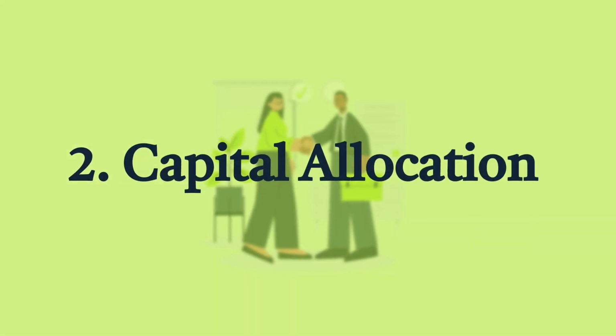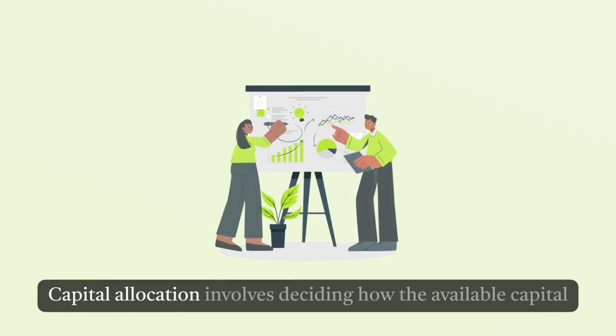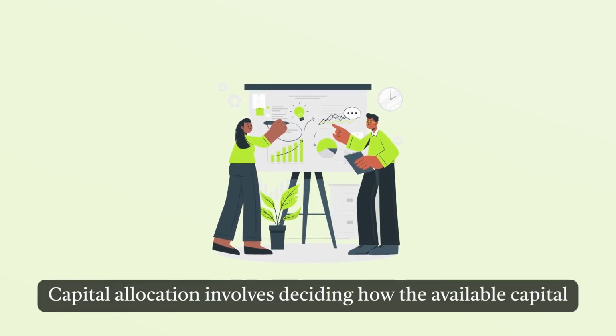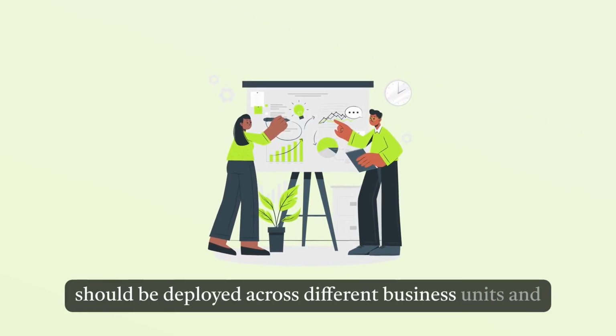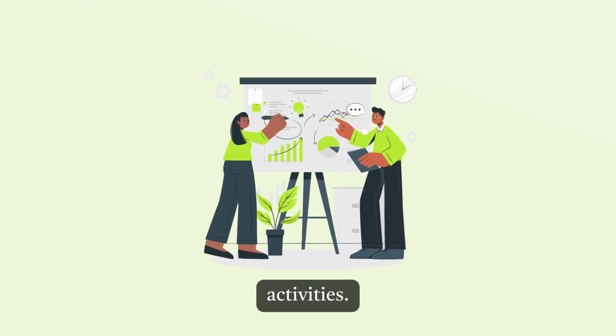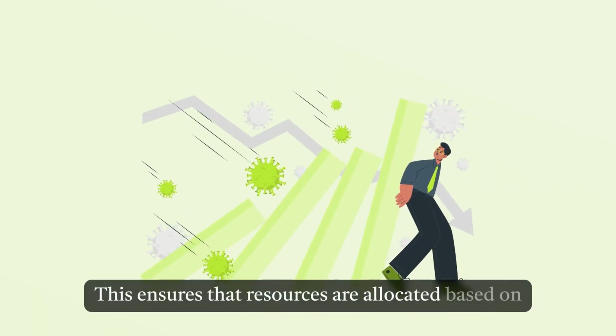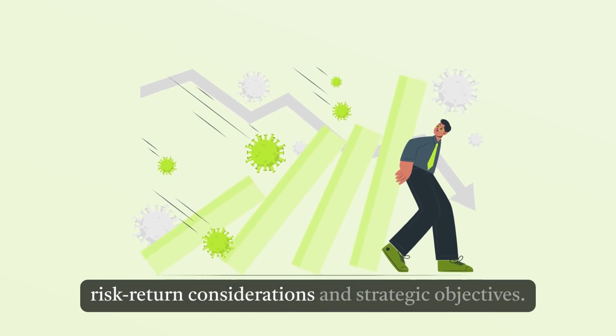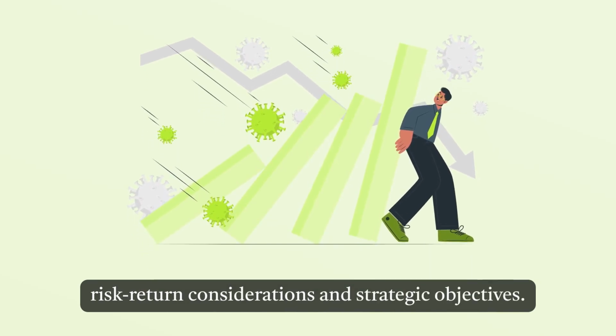2. Capital allocation. Capital allocation involves deciding how the available capital should be deployed across different business units and activities. This ensures that resources are allocated based on risk-return considerations and strategic objectives.